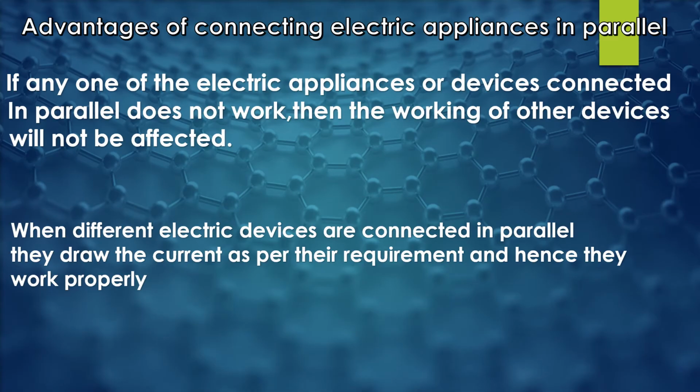Let us learn about the advantages of connecting electric appliances in parallel. If any one of the electric appliances or devices connected in parallel does not work or fuses, then the working of other devices will not be affected. When different electric devices are connected in parallel, the potential difference across each device is equal to the applied potential difference, and they draw the current as per their requirement and they work properly.